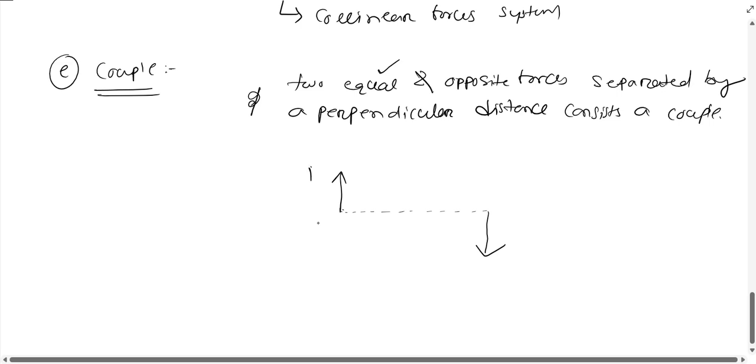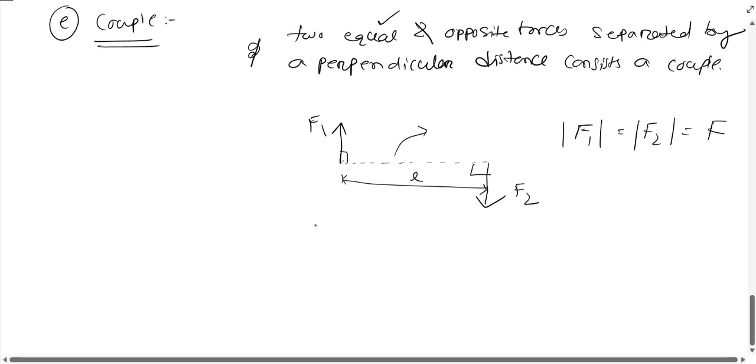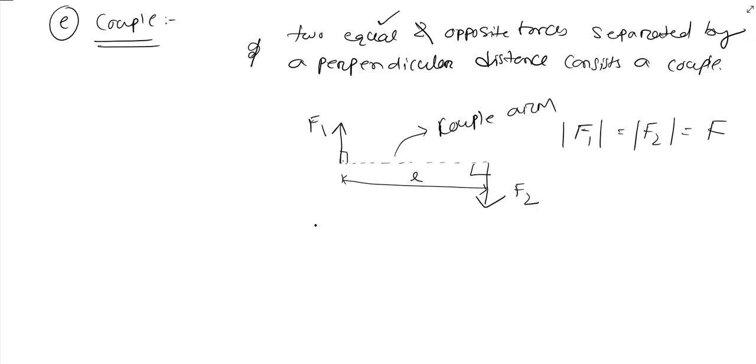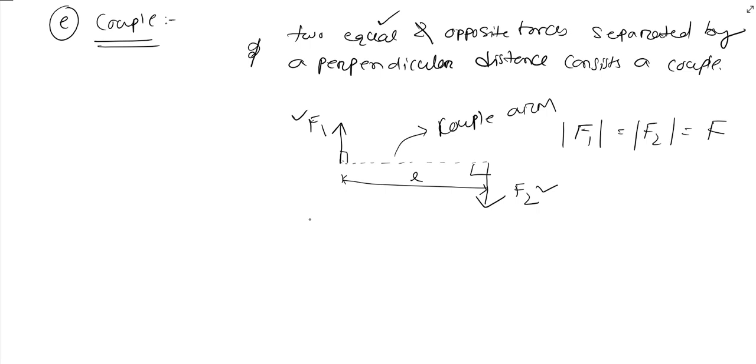Okay, so let this be F1, let this be F2, and the separation distance, let this be L. According to our definition, the magnitude of F1 is equal to the magnitude of F2. Let this be F. ये जो इसका परपेंडिकुलर सेपरेटेड डिस्टेंस है उसको हम बोलते हैं कपल आर्म. ओके, सो यहाँ पे दो फोर्सेस हैं, F1 and F2, having equal magnitude and separated by perpendicular distance. That means they are consisting a couple.